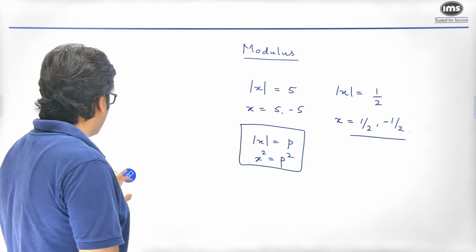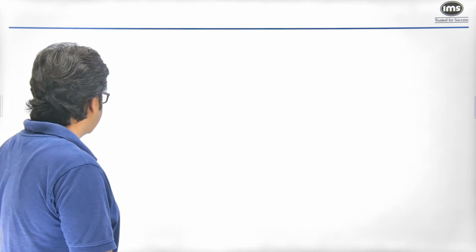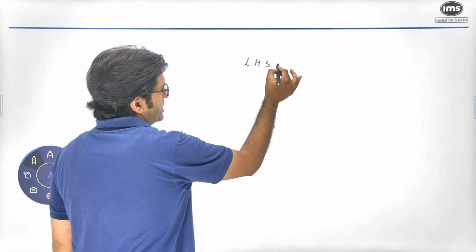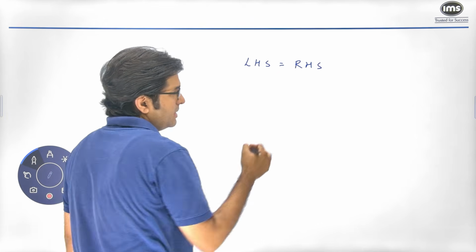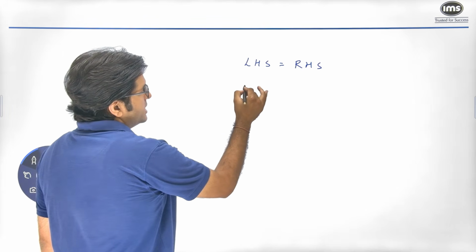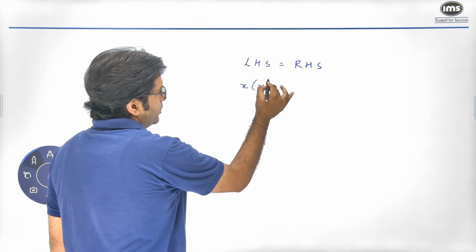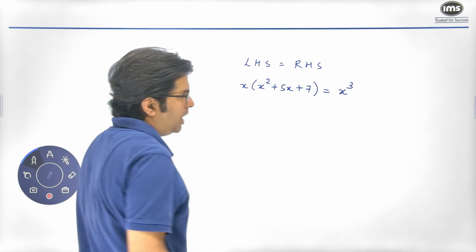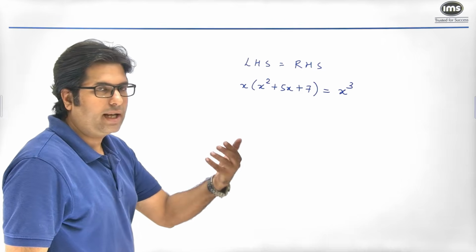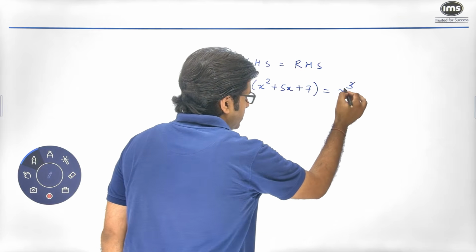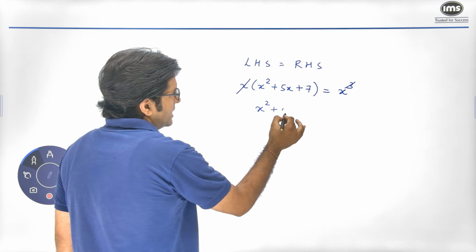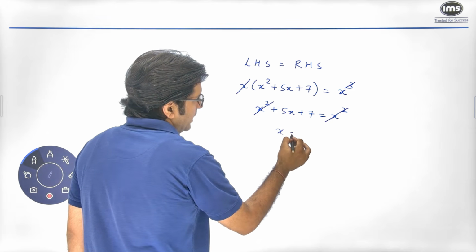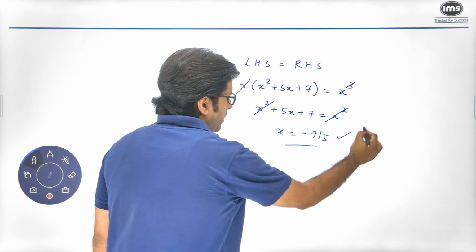The next part that is important while solving questions of this type is making sure that whenever you get an expression where the left hand side is equal to the right hand side, a lot of aspirants tend to commit a common mistake. If the expression is, let's say, x into x square plus 5x plus 7 is equal to x cube, a lot of times while solving, people cancel this x with x and then straight away start simplifying. X square plus 5x plus 7 is equal to x square. So you can cancel x square and then you get your answer as x equal to minus 7 by 5. Sir, this is the answer.